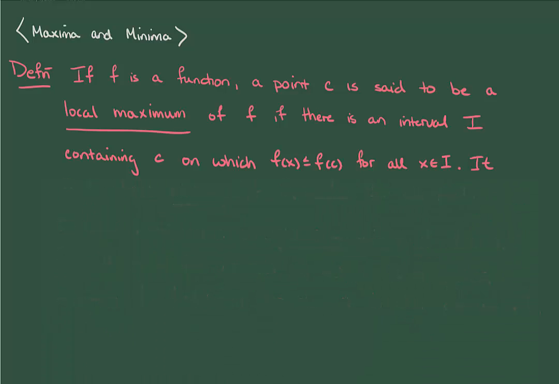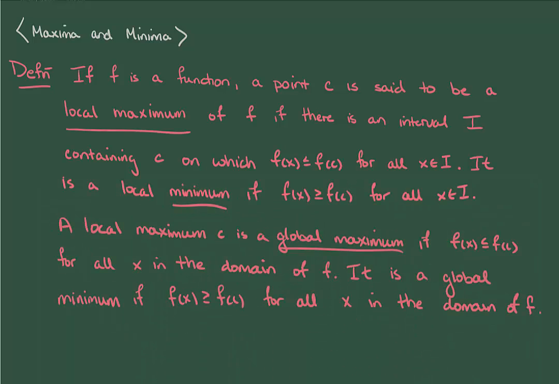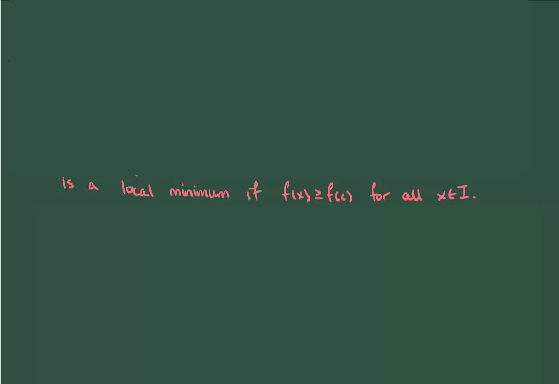First, we say that a point c is a local maximum of a function f if it's bigger than everything nearby. The way that we say nearby in math is to say that f of x is less than or equal to f of c for all x in an interval containing c. If we flip that inequality so that f of x is greater than or equal to f of c, that gives us the notion of a local minimum.